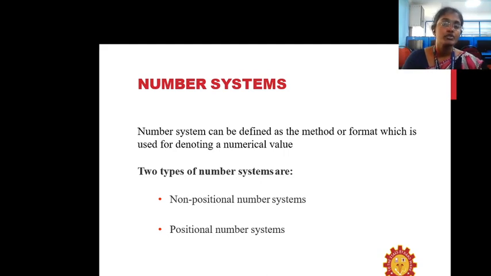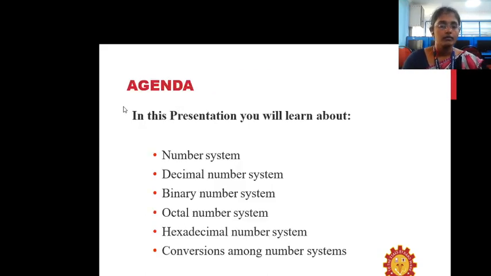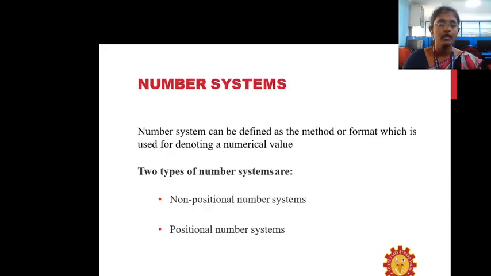And next is the positional number system. In the positional number system, each and every element will have different characteristics. In this presentation we'll have 4 different types: decimal, binary, octal and hexadecimal are the 4 different types of number system. All these 4 types of number system come under the positional number system classification.